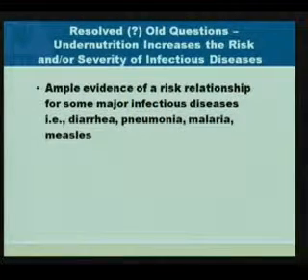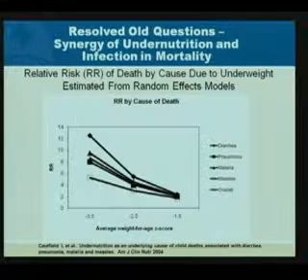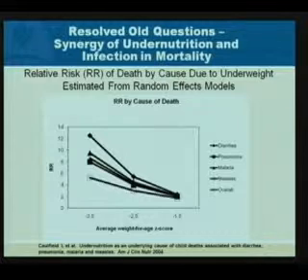Now, I would say for the first part of this, we do know very clearly that there is a demonstrated risk relationship for some of the major infectious diseases: diarrhea, pneumonia, malaria, and measles, for example. And I'm going to show you one figure here that came from some analyses done by Laura Caulfield and others of us here, which actually shows the synergy. One of the key concepts in the monograph in 1968 was the concept of synergy between undernutrition and infectious disease, showing the higher mortality that occurs when you have the combination, when infectious disease occurs in undernourished children.